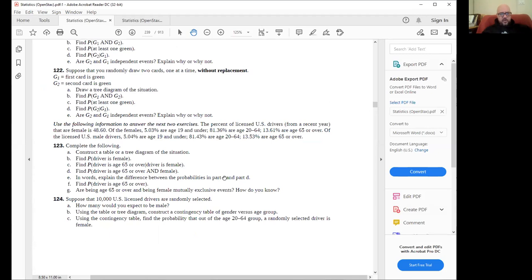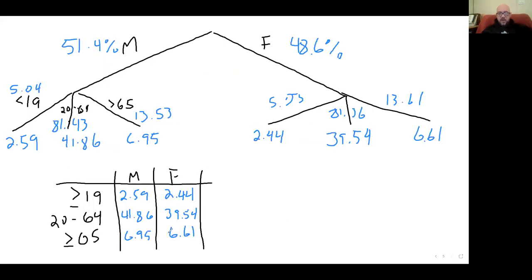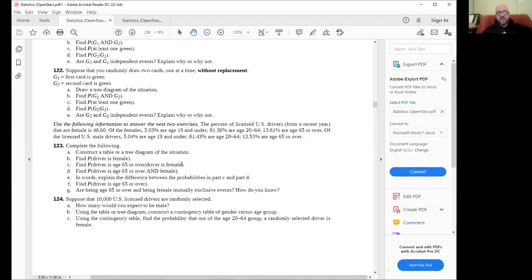In words, explain the difference between the probabilities in C and D. In C, we are restricting ourselves to just the women and then figuring out if the driver is age 65 or over. In D, we are not restricting ourselves in any way. So part D includes the men. The denominator includes the men here in D, and we're just looking at this one cell out of everybody, not a conditional probability. So that's the difference: no restrictions in D, but in C there's a restriction of our sample space to the women.